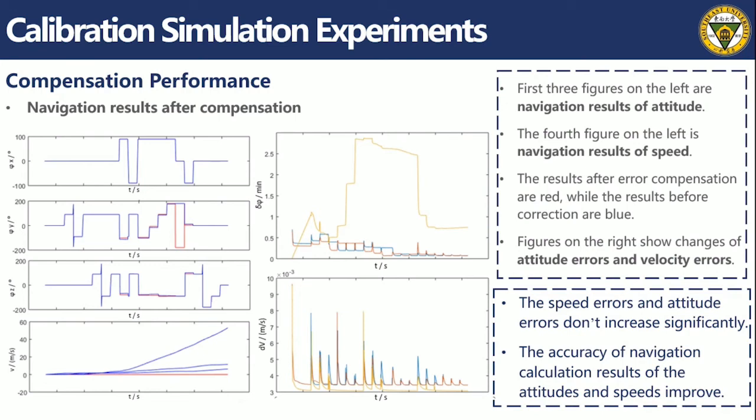Navigation compensation results show that the calibration and error compensation make speed errors and altitude errors not increase significantly with IMU rotation movement and the increase of time. Besides, after error compensation, the calculation results of altitude and speeds also improve to a certain extent. Therefore, this system calibration method has a good compensation performance.